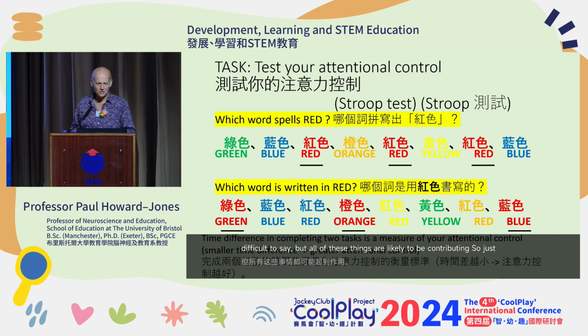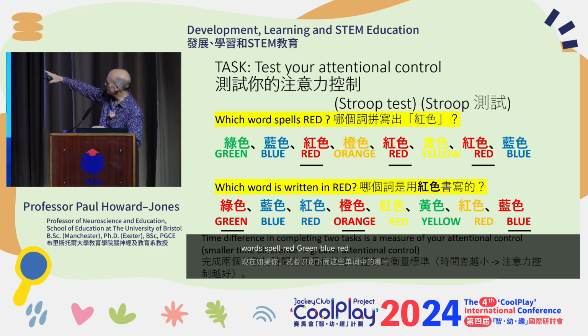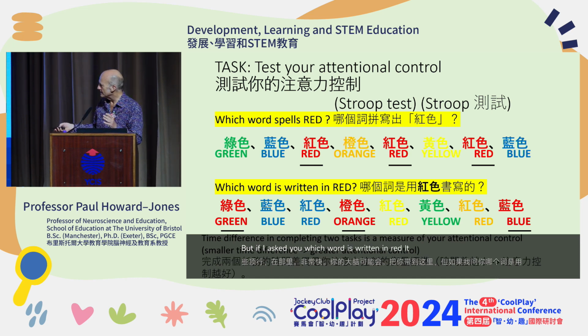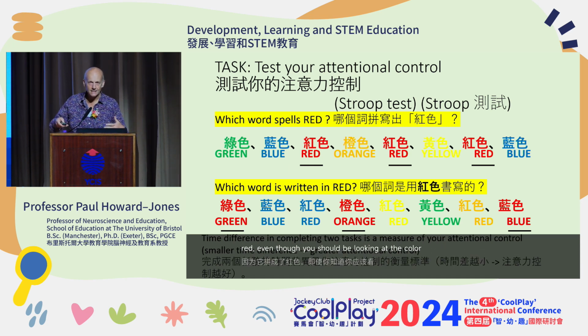So just to test your attentional control now, try to identify which of these following words spell red, green, blue, red. If you look at that top line there, very quickly your mind will probably take you to this point here. But if I asked you which word is written in red, it takes you a little longer to go here and to go there, because this is quite a strong distractor, because it spells red. And even though you know you should be looking at the colour, your mind is habituated to reading, and that kind of delays you.